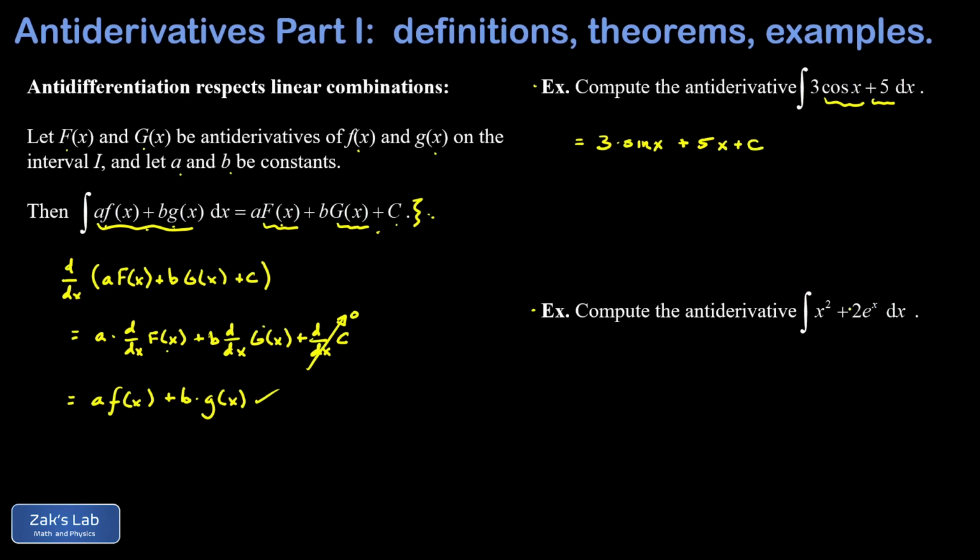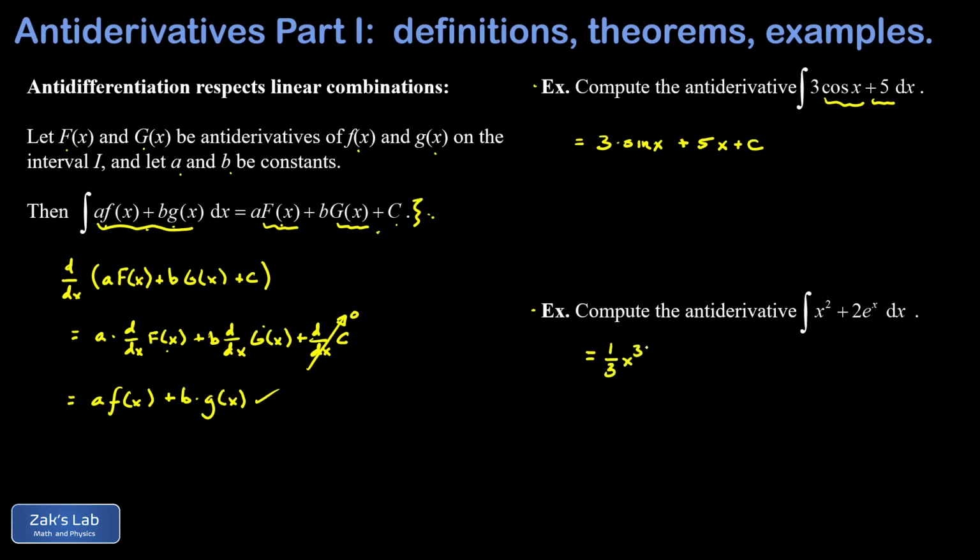In the last example, I want the antiderivative of x squared plus 2e to the x. And again, we just split this up into terms. The antiderivative distributes across sums and differences and goes right past constant multiples. So I need the antiderivative of the first piece, the antiderivative of x squared. And we already covered this on the first slide today. The antiderivative of x squared is 1/3 x cubed.